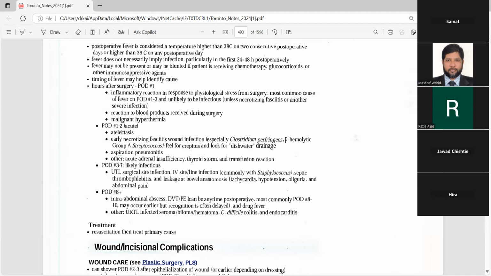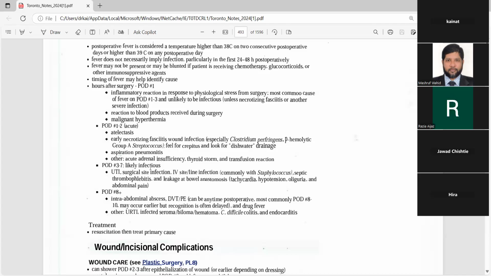Then day 1 to 2 is acute atelectasis, early necrotizing fasciitis, wound infection. Feel for crepitus and look for the dishwater drainage. What kind of drain is coming out? Aspiration pneumonitis and acute renal insufficiency. As you can see, this was said as 1 to 3, and this was said as 1 to 2. So usually the physiological stress is up to 24 hours. After 24 hours, we start looking for different things too, like atelectasis, necrotizing fasciitis, or aspiration pneumonia, all these diagnoses.